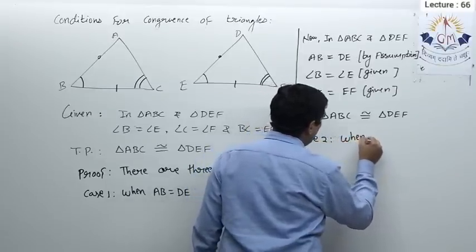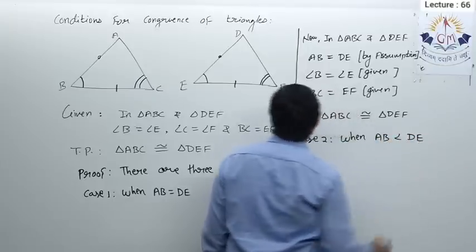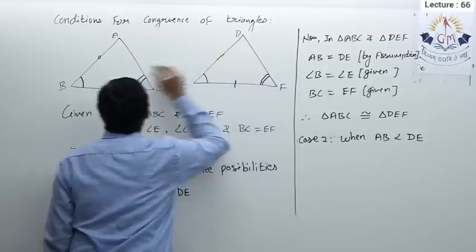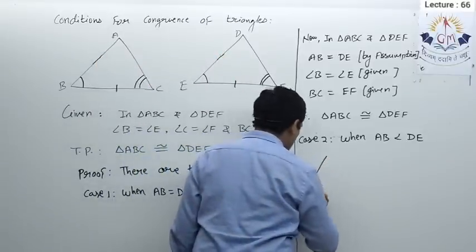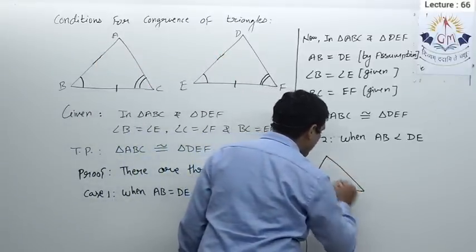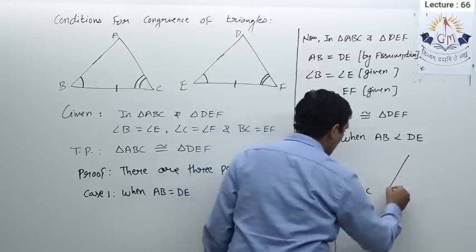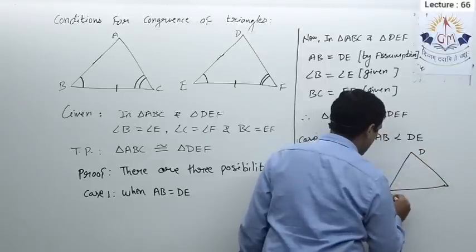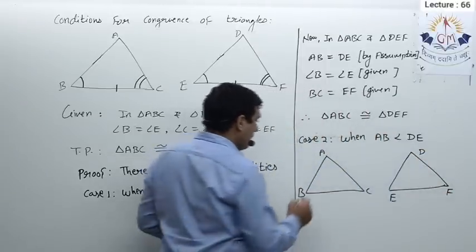When AB is less than DE. Okay, I am considering AB is less than DE. Okay, so now let me draw the diagram once again. Here triangle ABC, and this is the triangle DEF. Now here I assume that AB is less than DE.